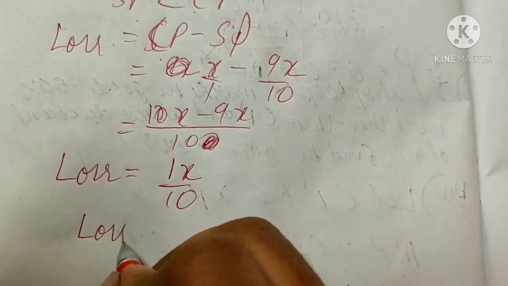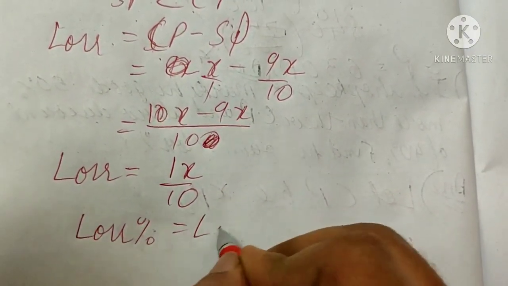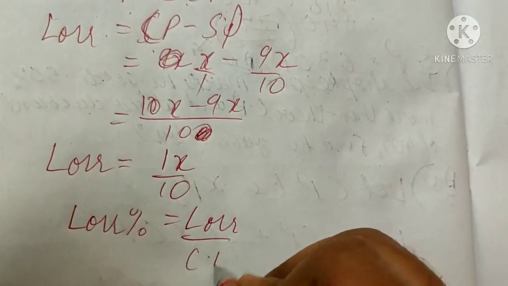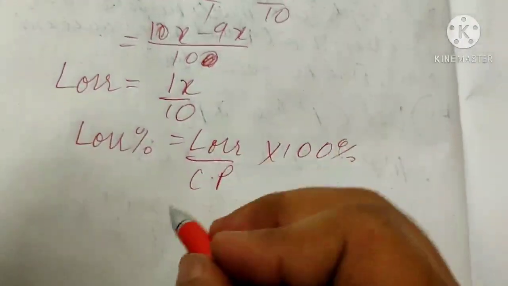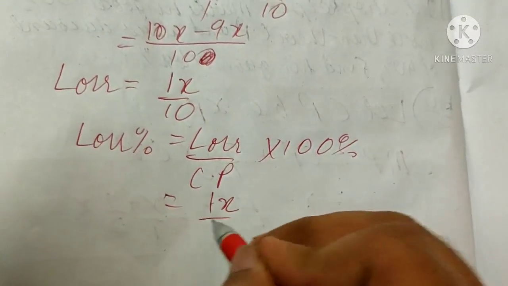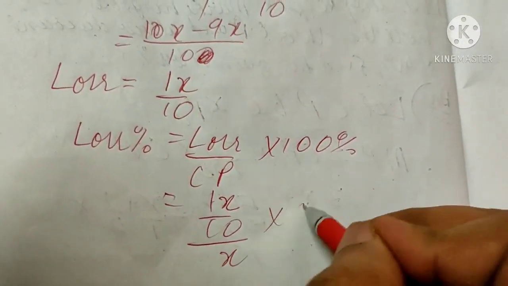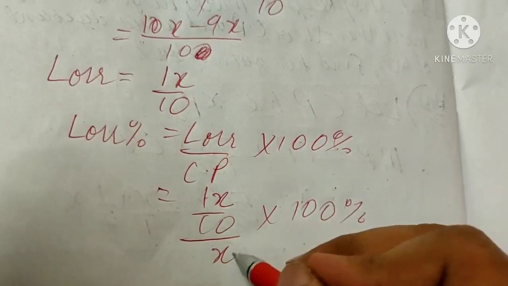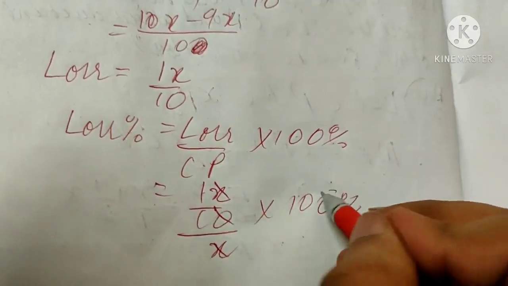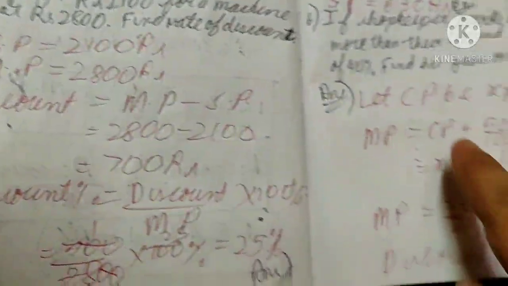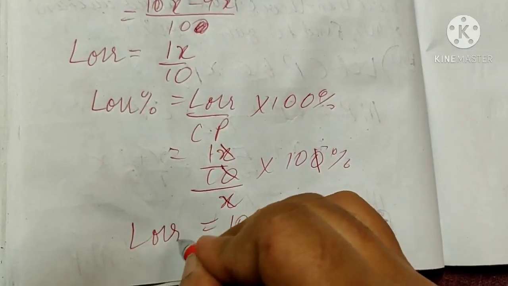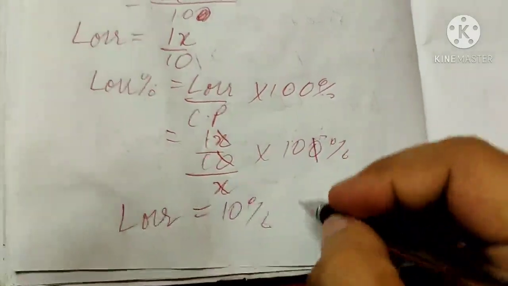So loss percent will be loss upon CP into 100%. Here loss is x upon 10, CP is X, into 100%. This and this are reduced. We are left with 10%. We had to calculate loss percent, so this is the loss percent here. Okay, so this is our answer.